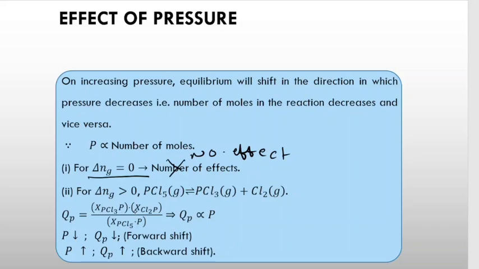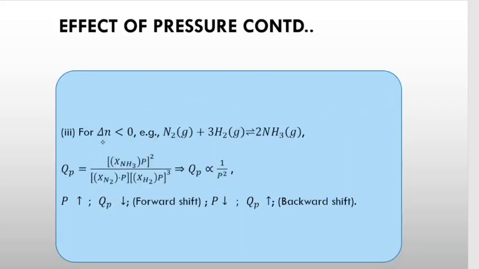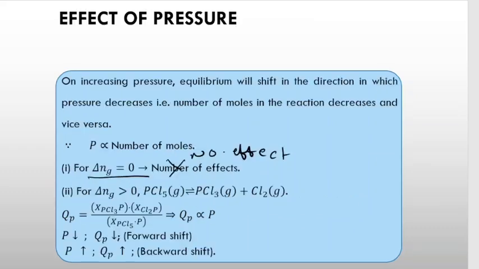Now listen carefully. As we know already, suppose we consider delta N less than 0, and if P is decreased, no doubt the backward reaction takes place. That is what we discussed even in the case of effect of volume. So it is a similar case, and if we increase the pressure, no doubt the forward reaction shifts for delta N less than 0. For delta N greater than 0, exactly opposite case.